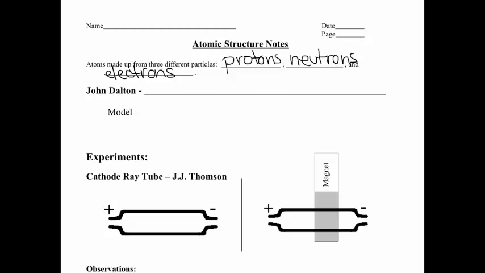This all started a long, long time ago. In fact, in about 1803, a gentleman named John Dalton came up with a theory that atoms were very, very small and they were indivisible, meaning that you couldn't break them into smaller pieces, and that they were solid particles. We call this model of the atom the cannonball model.